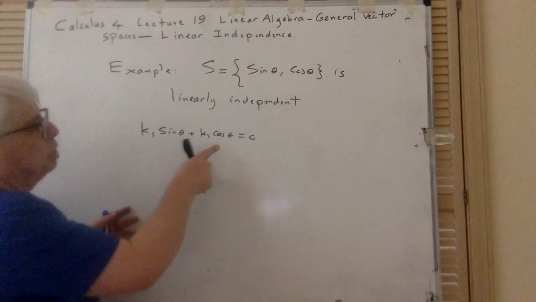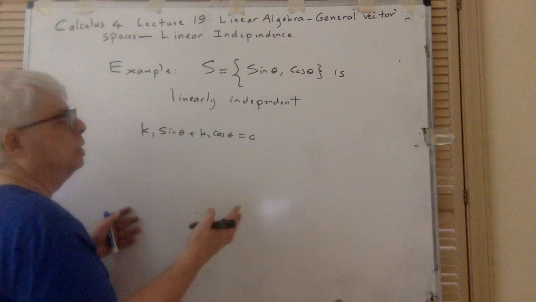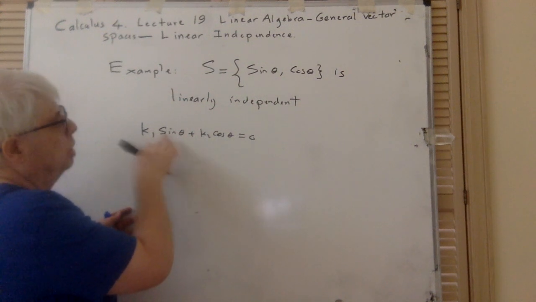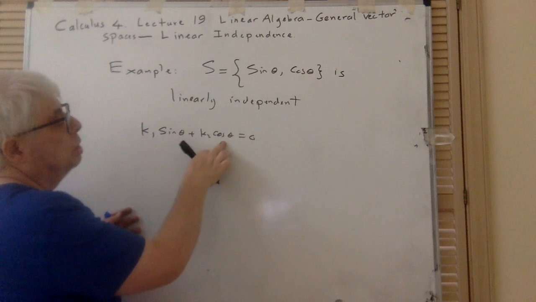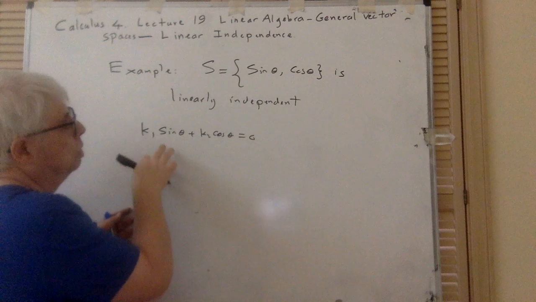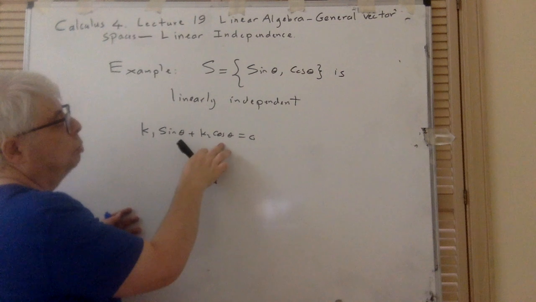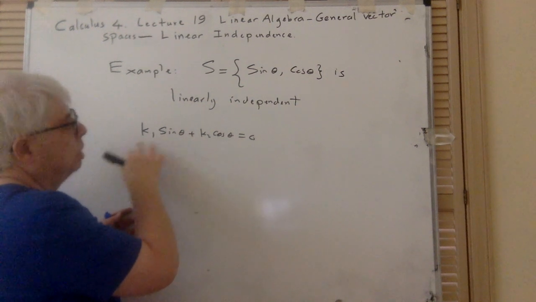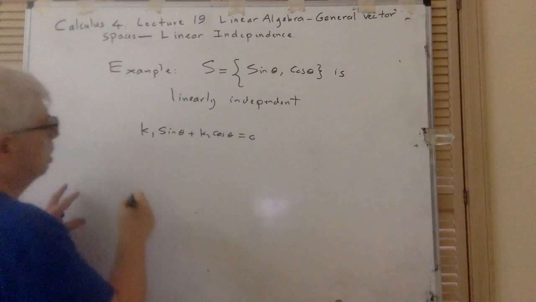So if this is 0 for, say, every theta, I can put 0 for theta, then sine 0 is 0, cosine 0 is 1, so k2 is 0. Then also, if I put pi over 2, it will make this one 0 and this one 1, then k1 is 0. But let's check the Wronskian.